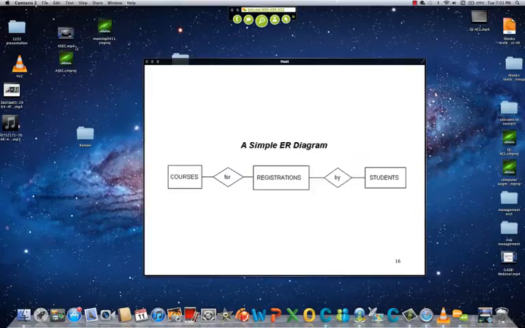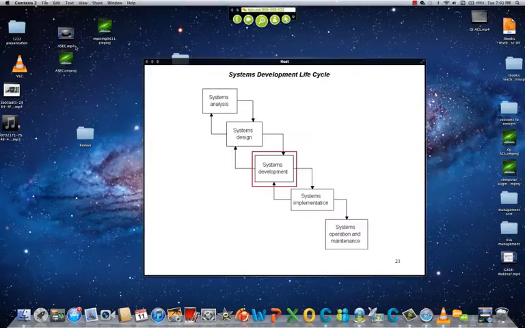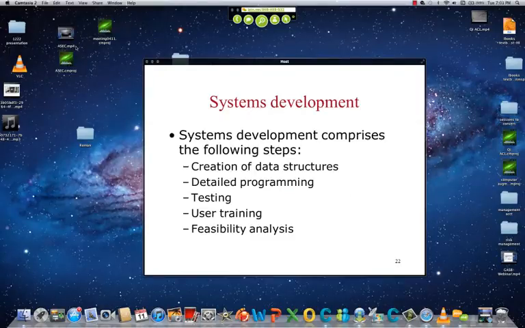Okay, so this is feasibility analysis. Then we come to systems development. If everything is fine and your feasibility analysis shows you that you have to proceed, you have to do the system, you have to implement this. So you do the system development. So what is systems development?